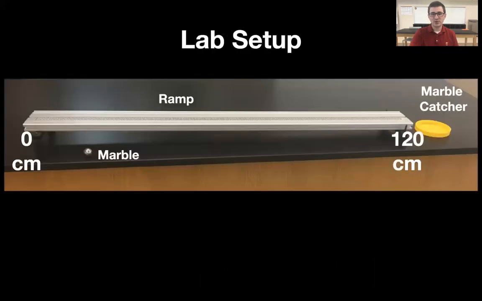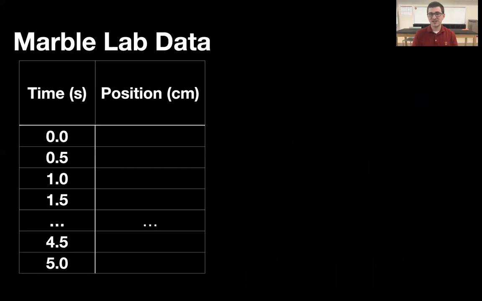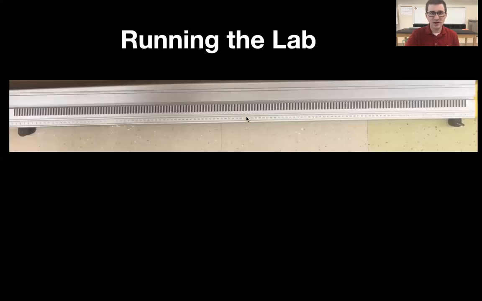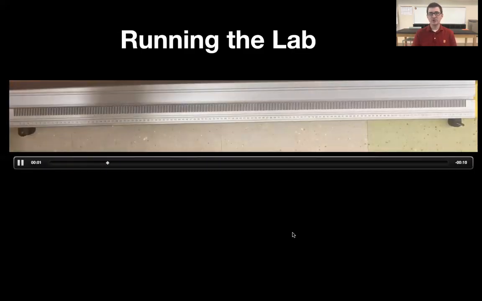So my setup is pretty straightforward. We just have an inclined ramp and a marble, which we're going to roll down the ramp. And before we start, let's set up the data table. Like I said, we're going to be grabbing the position at a bunch of different times. So at 0 seconds, 1 second, 2 seconds, and we're going to grab a bunch of different positions at those times.